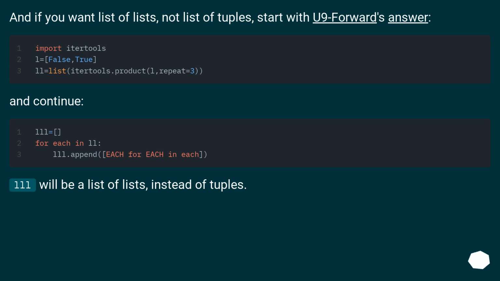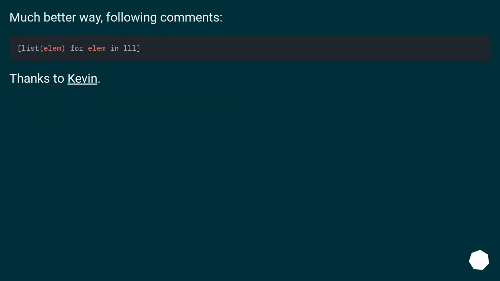And if you want a list of lists, not a list of tuples, start with the previous answer and continue. LLL will be a list of lists, instead of tuples. Much better way, following comments. Thanks to Kevin.